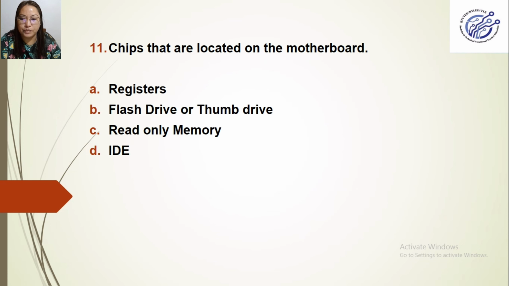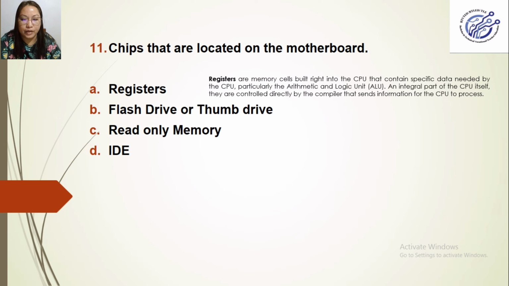11. Chips that are located on the motherboard. A. Register. B. Flash drive or thumb drive. C. Read-only memory. And D is IDE. So, ano ba yung mga to? So, yung ating registers po, ito po ay are the memory cells built right into the CPU that contain specific data needed by the CPU.